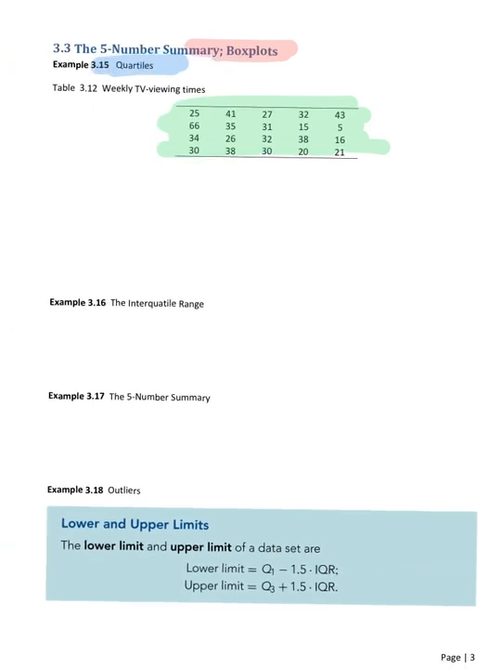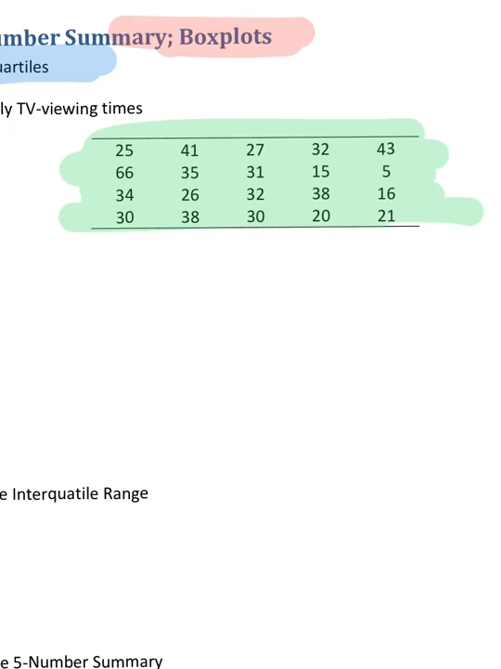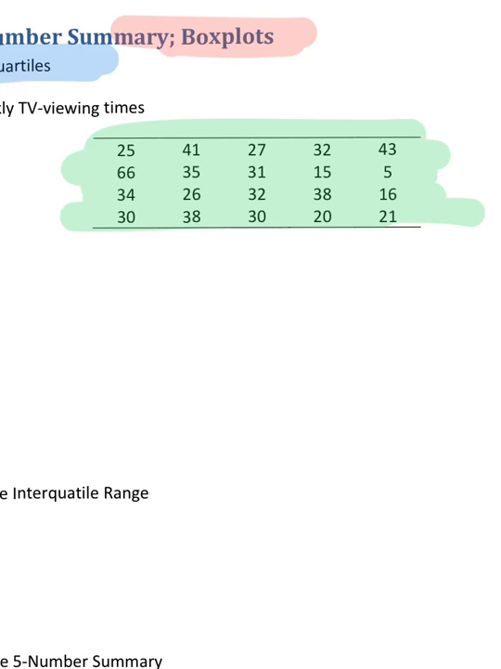Let me put them in order. Who is the smallest one? 5. Yeah, please write down. 5. Next. 15. Next. 16. Where is the 16? Under 5. 16. Next.